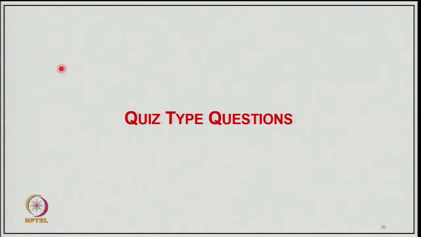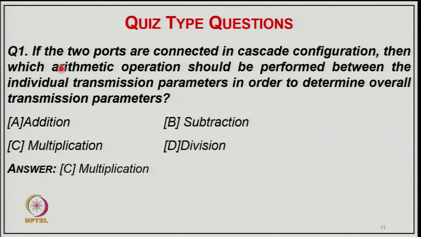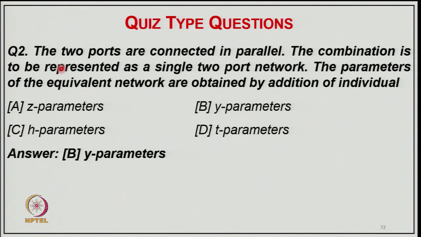Now, coming to quick quiz questions. If two ports are connected in cascade configuration, then which arithmetic operation should be performed between the individual transmission parameters in order to determine the overall parameters: addition, subtraction, multiplication, division? So the answer is multiplication, which we already discussed. And if two ports are connected in parallel, the combination can be represented as a single two-port network. The parameters obtained are the Z parameters, Y parameters, and so on. So these are typically Y parameters.